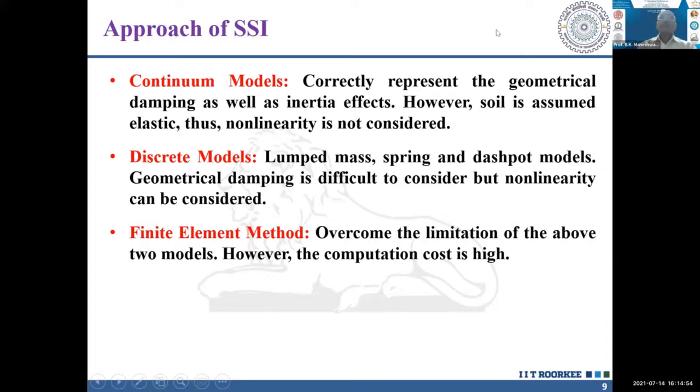When we talk about the different approaches of SSI, we have continuum models, discrete models, and finite element methods. When we talk about the continuum model, because the soil is a continuum, we can consider material nonlinearity as well as geometrical nonlinearity, and geometrical damping can also be considered. However, with the continuum model, the problem is that modeling of the nonlinearity is very difficult. Damping is fine, we can consider the damping. So we go for discrete models, which are lumped mass, spring and dashpot models. In these models, we can easily consider the nonlinearity. But when we talk about radiation damping or geometrical damping, it is difficult to consider. So these are the limitations of these two models.